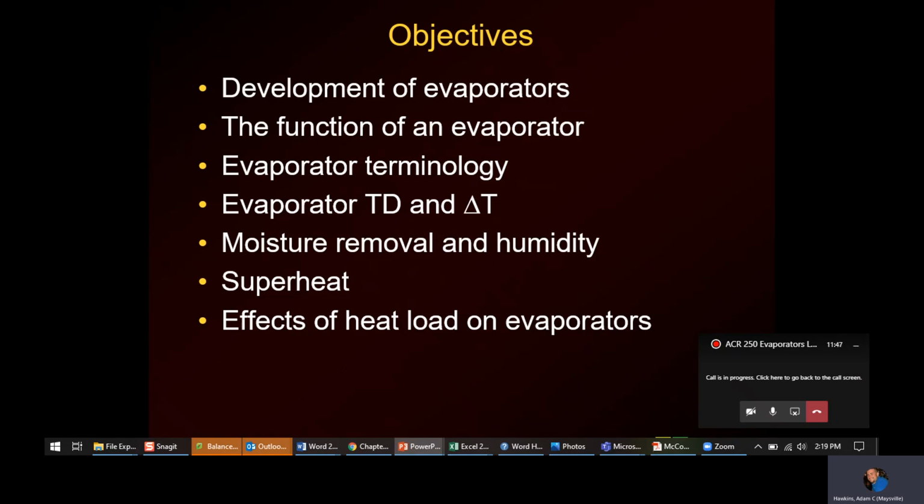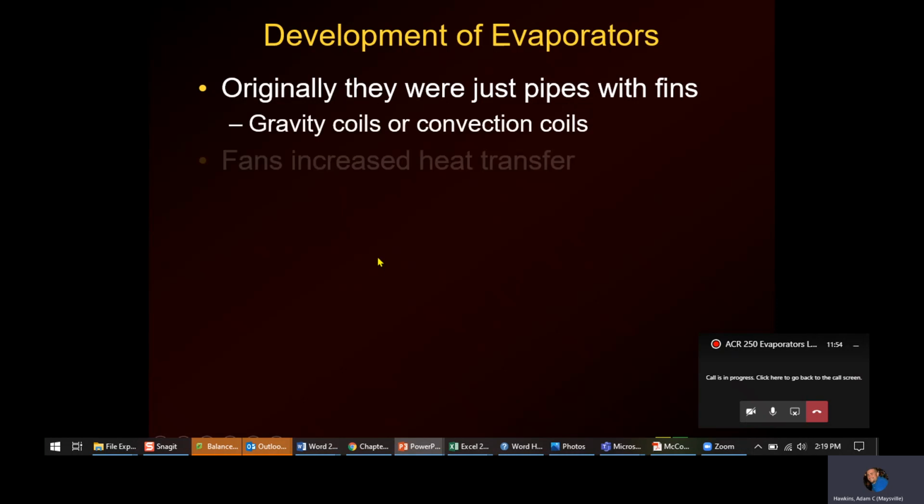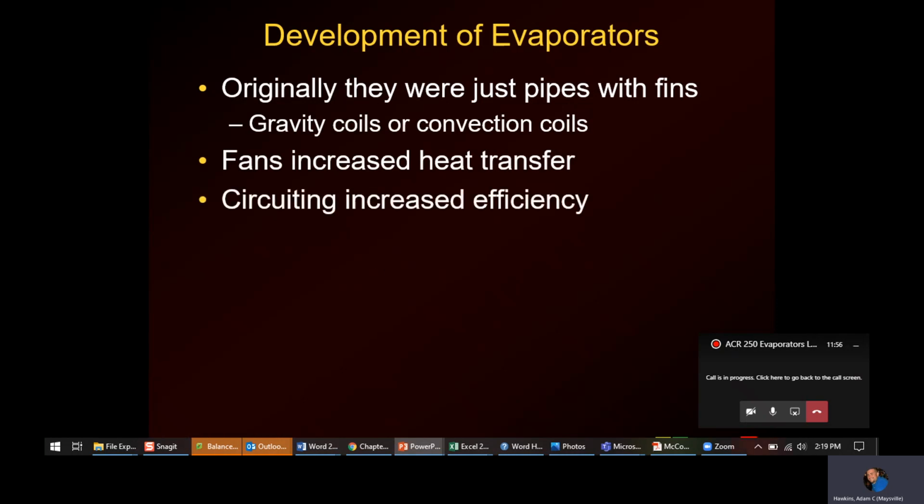And then effects of heat load on the evaporator. The more heat there is in the room, the more moisture there is in the room, it's going to change things.